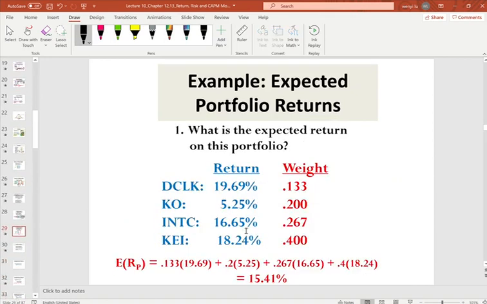You can see the calculations here: weight times return, weight times return, weight times return, weight times return. Then do the summations, and that will be the overall portfolio's expected return.